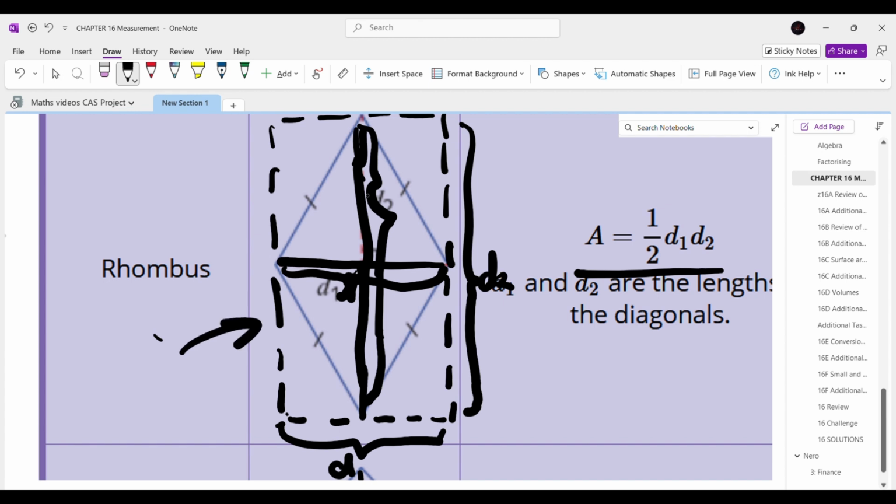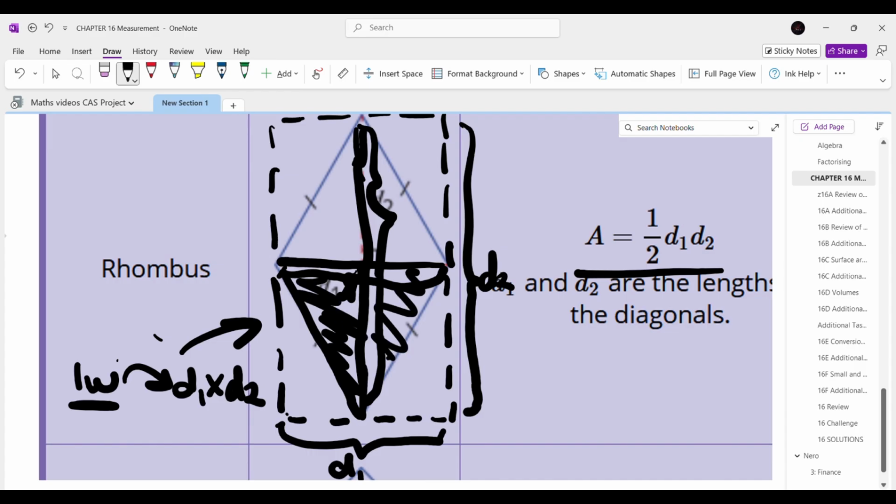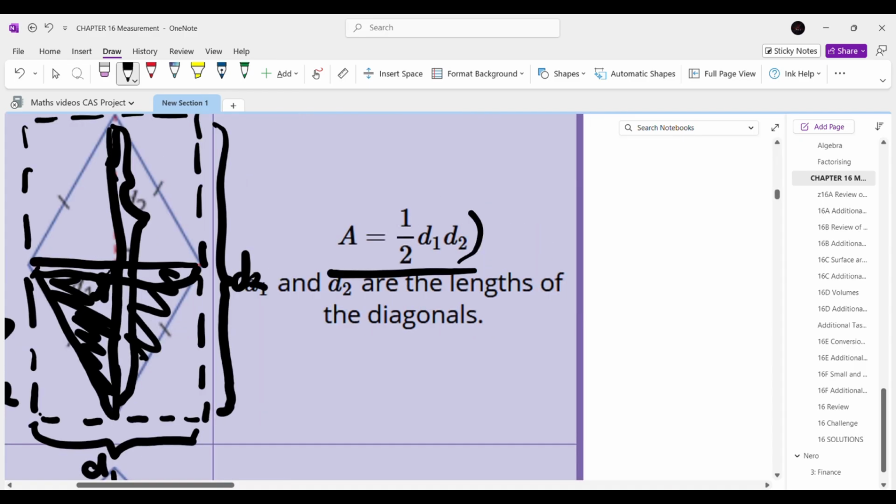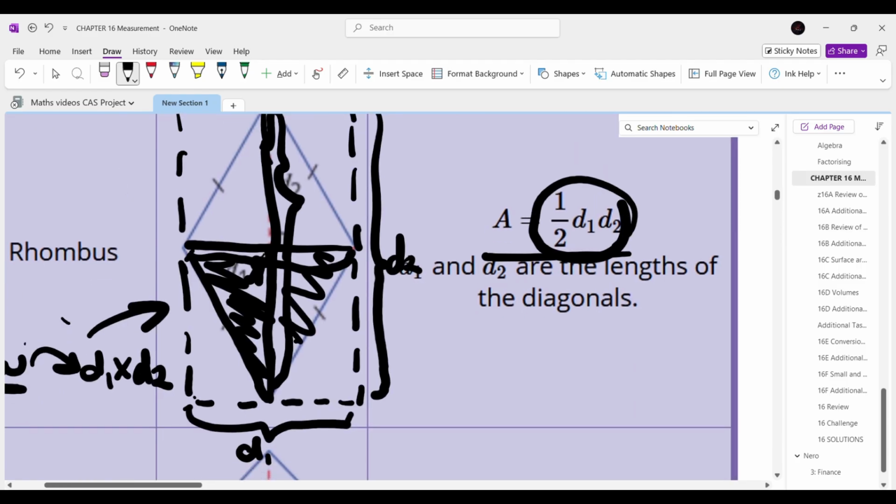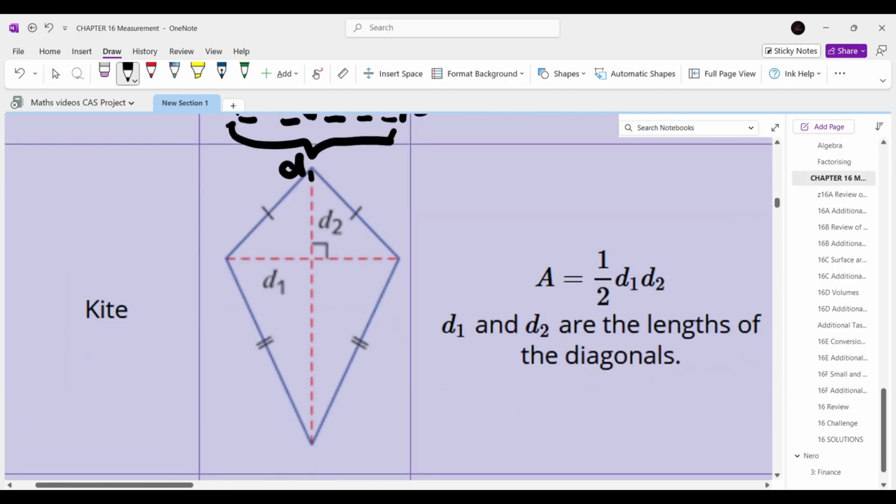Remember that it's length times width for the formula of a rectangle. So here it would just be d1 times d2. But see how we have triangles in each of these quadrants? That means we're only using half of the area for each one. So this is why our formula is half d1 times d2, with d1 and d2 being the internal diagonals. Similar story for a kite. I could draw another set, but it's just half d1 times d2, and I could draw another rectangle in order to prove this.